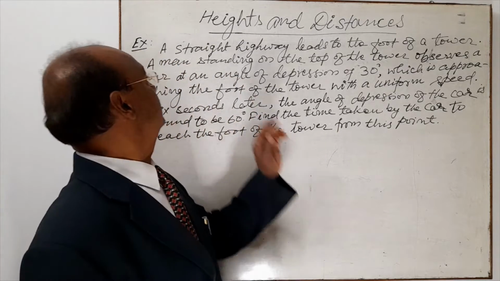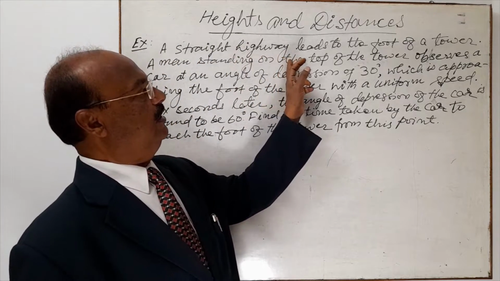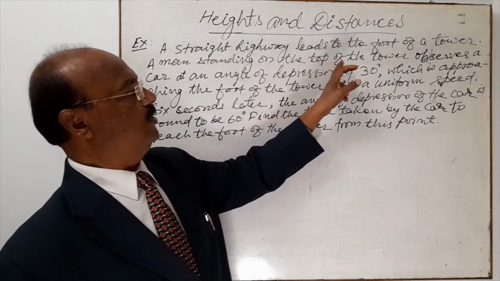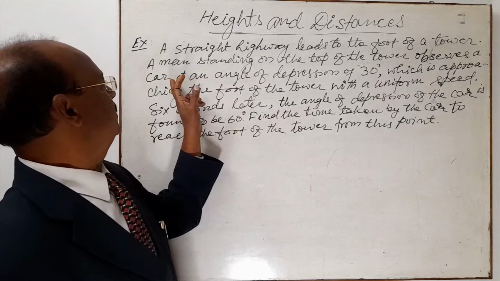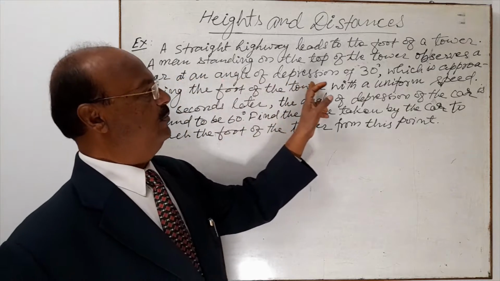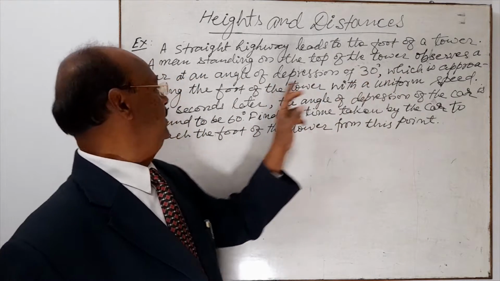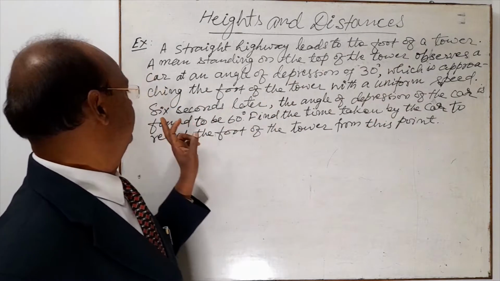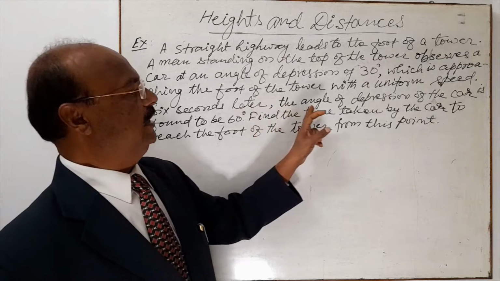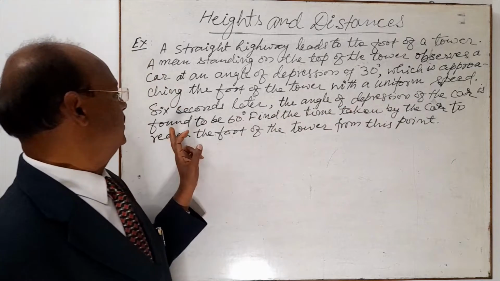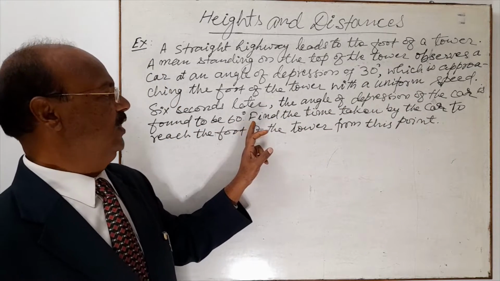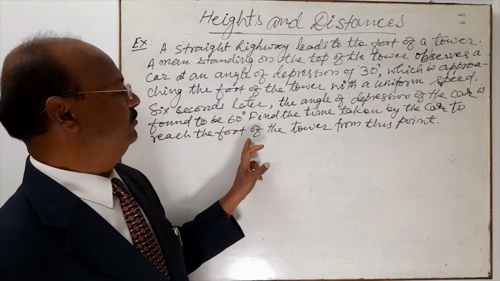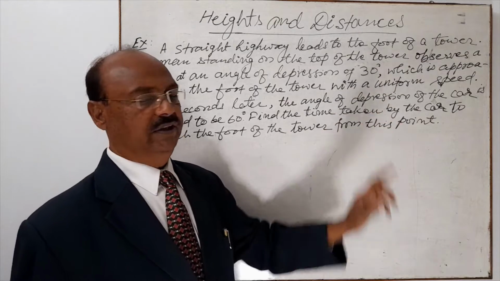Today in this video we are going to discuss this question from the chapter of heights and distances. The question is, a straight highway leads to the foot of a tower. A man standing on the top of the tower observes a car at an angle of depression of 30 degrees, which is approaching the foot of the tower with a uniform speed. 6 seconds later, the angle of depression of the car is found to be 60 degrees. Find the time taken by the car to reach the foot of the tower from this point.